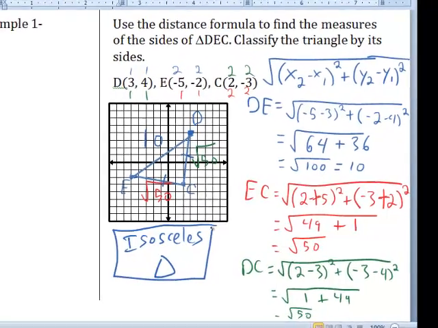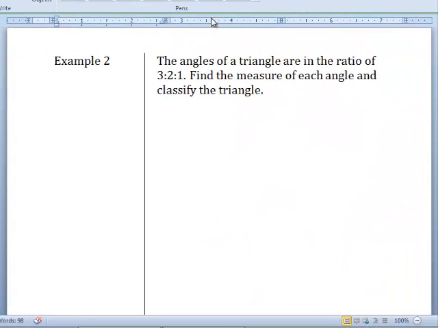That's my answer there. Last example here says the angles of a triangle are in the ratio of 3 to 2 to 1. Find the measure of each angle and classify the triangle. This is a little bit different problem, and I'm doing this example because it's a different direction, and I want to make sure we can understand it. We'll have a couple more to do in class.